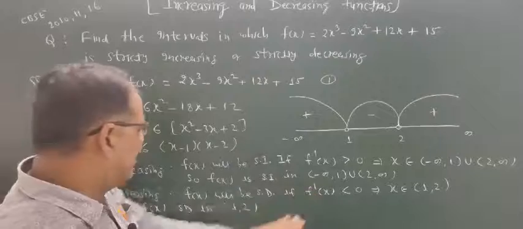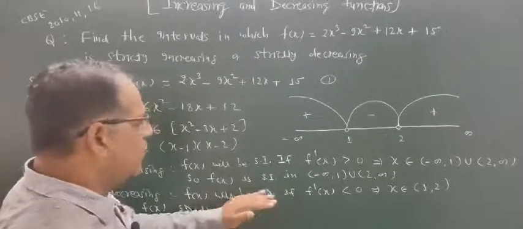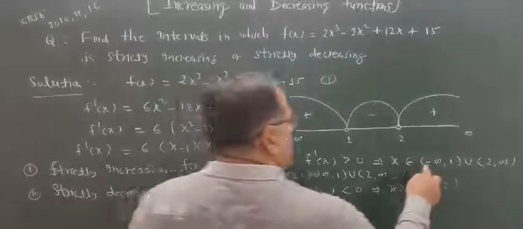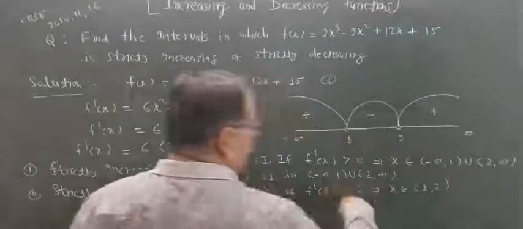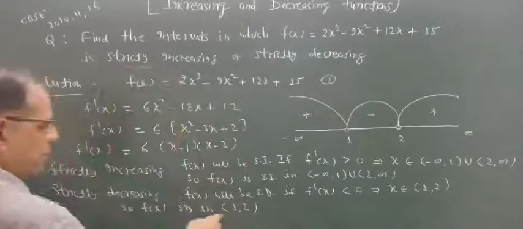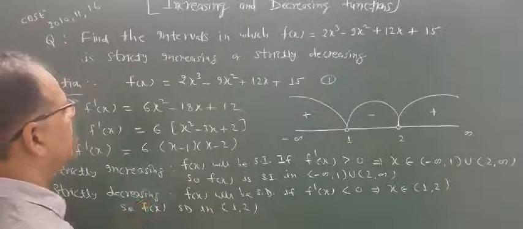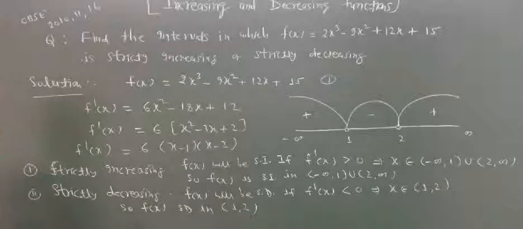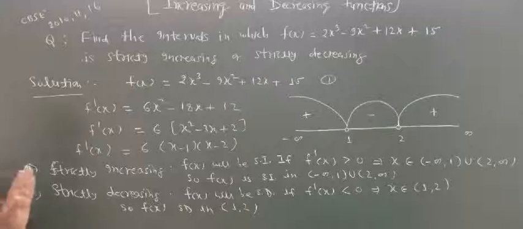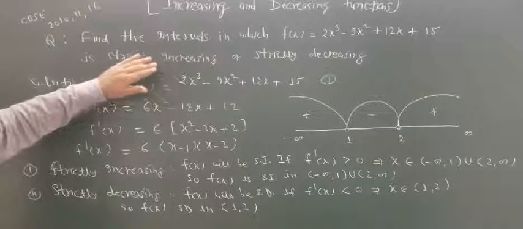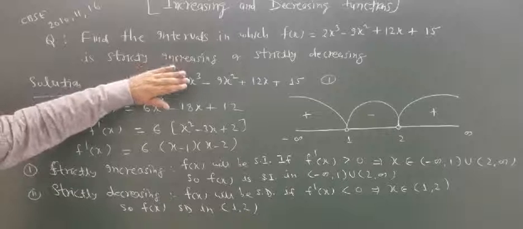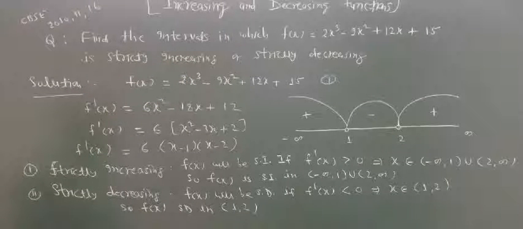So there are two intervals. First, minus infinity to 1 union 2 to infinity, in which the function is strictly increasing, and second, the interval (1, 2), in which the function is strictly decreasing. So there are some problems based on strictly increasing and decreasing, in which we find the intervals for the strictly increasing and strictly decreasing conditions.